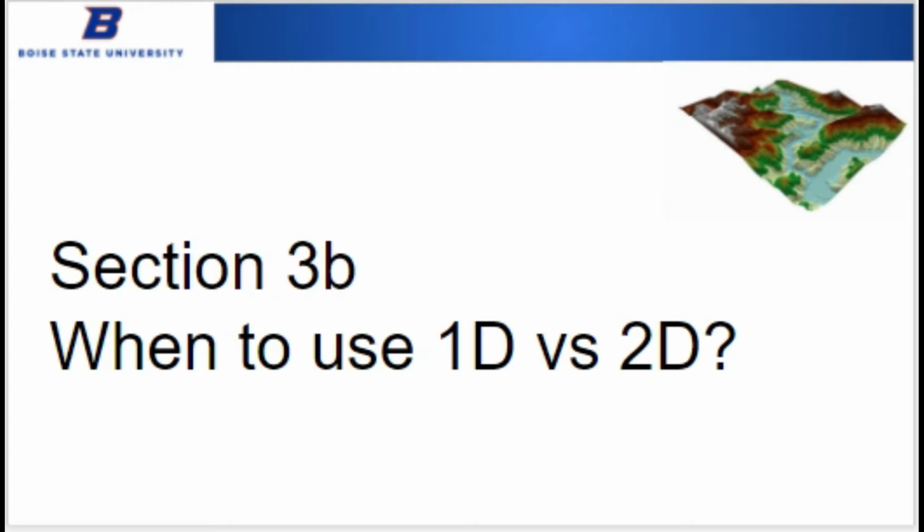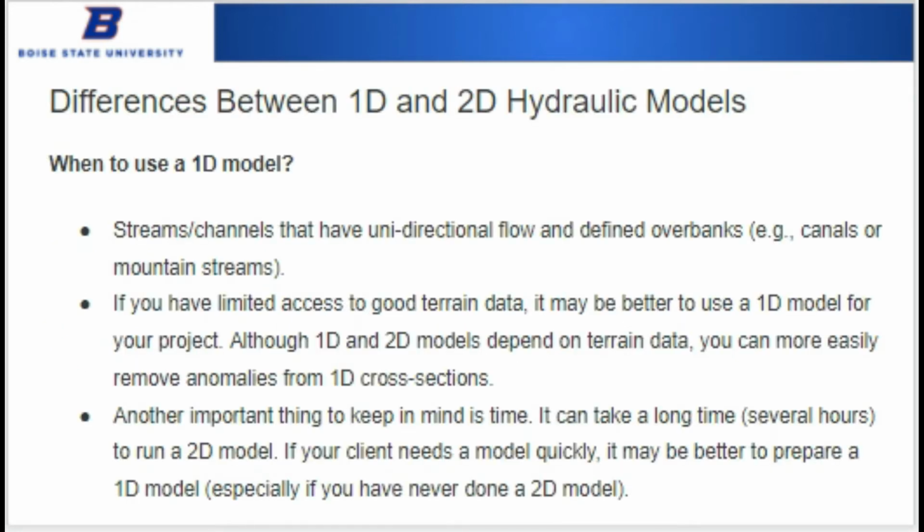So now you might be wondering, well, when are we going to use 1D versus 2D, since we've gone over some of the components of both of them? So here I've outlined when we would use a 1D model. So in terms of time, imagining we're in the working environment, we might need to output a model within a day. So we could use a 1D model, which runs significantly faster, and we could output data quickly.